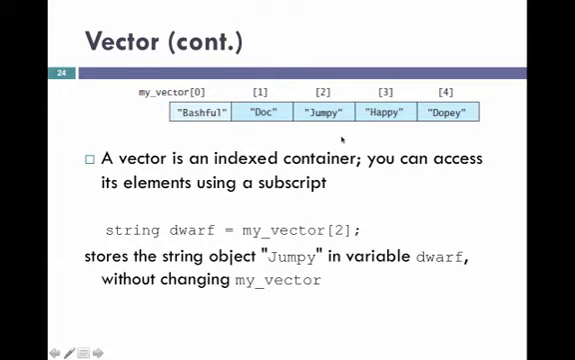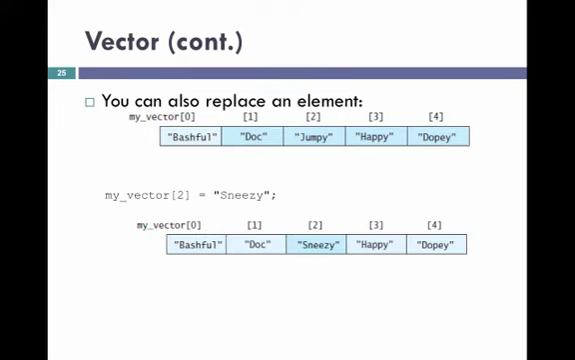Given this vector, you can access elements using a subscript, just like an array. So my vector sub 2, if we take that value and assign it to the string dwarf, then the string jumpy is going to be assigned to this variable dwarf. It doesn't make any change to my vector. We can replace elements. On the left-hand side, if we specify my vector sub 2, then the string sneezy is assigned to that location. In this case, it'll replace jumpy.